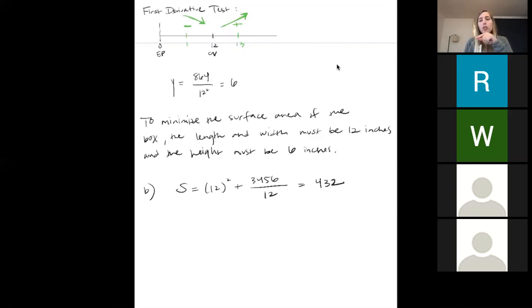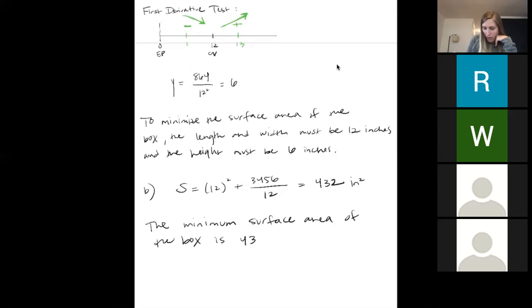So 432, what would the units be for surface area? Cubic inches. The volume is cubic inches. Area would be inches squared, right? Inches squared or square inches. So we could say the minimum surface area of the box is 432 square inches or inches squared.